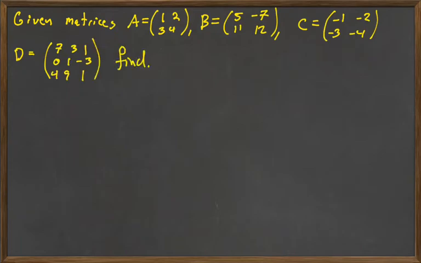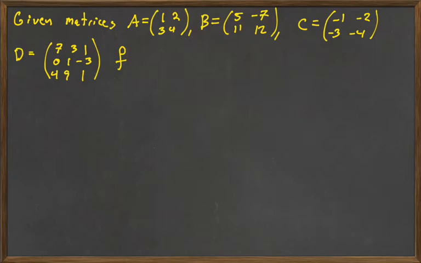Okay, so here are all our matrices. Oops, we don't want to say that, that's like the Matrix movies. It's pronounced matrices. So we have A, a square matrix: 1, 2, 3, 4. Matrix B is also a square matrix, both of them being 2 by 2: 5, -7, 11, 12. C is also a square matrix of 2 by 2: -1, -2, -3, and -4.